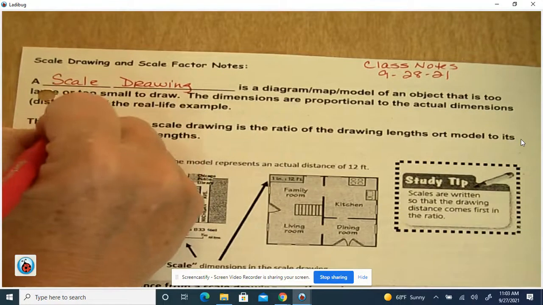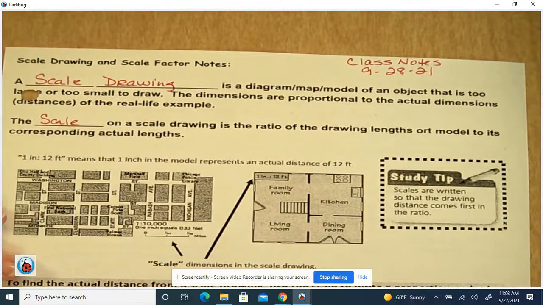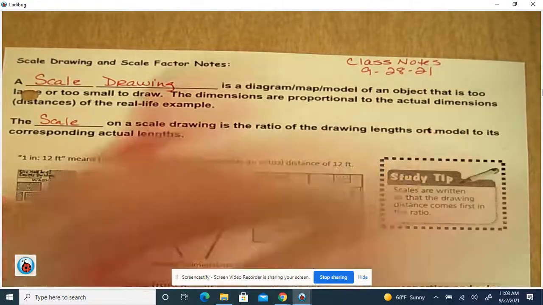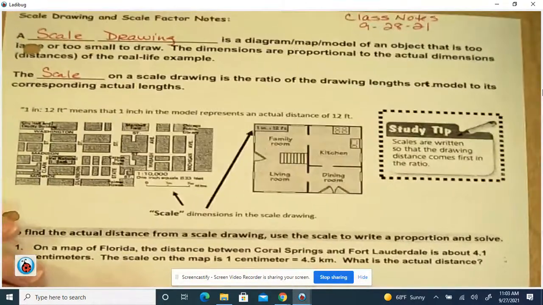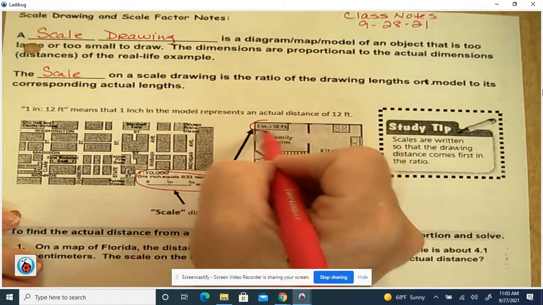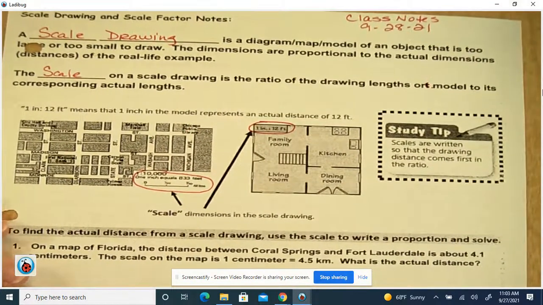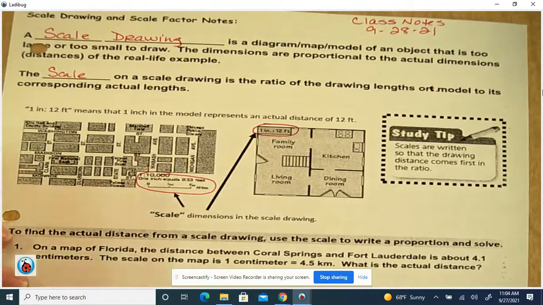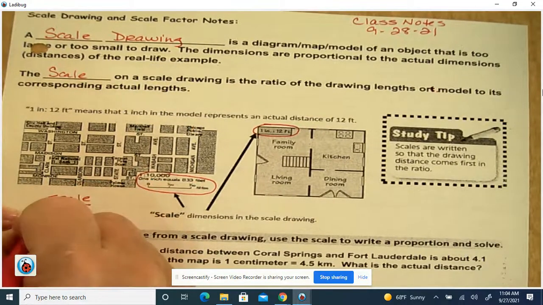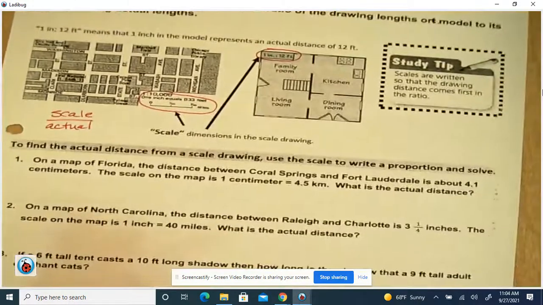The scale on a scale drawing is the ratio of the drawing lengths or model to its corresponding actual lengths. If we look at these two figures right here, here's the scale for this one, and here is the scale for this one. Scales are written so that the drawing distance comes first in the ratio. So our formula would be the scale over the actual. All right, so let's look at this first example.